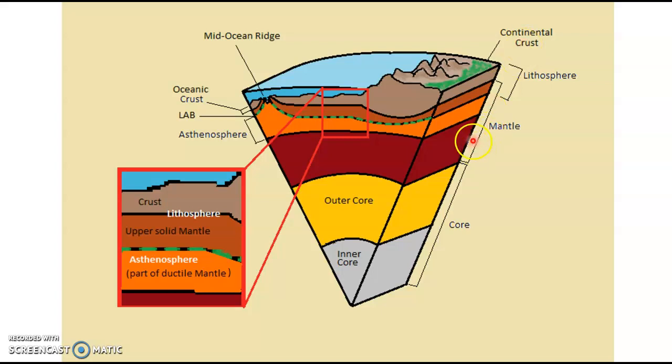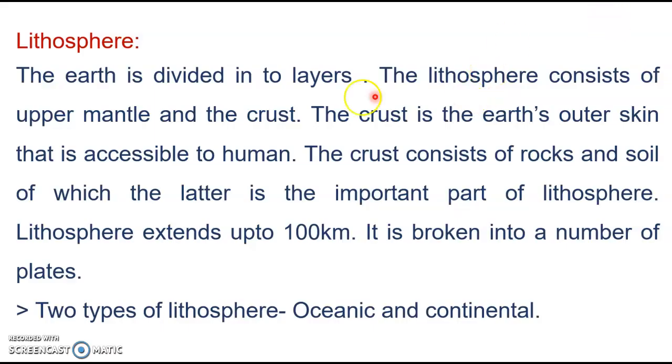There are two regions found in mantle: inner mantle and outer mantle. This orange part is called asthenosphere, which is a part of the ductile mantle or upper mantle. And this brown region is the upper solid mantle. So lithosphere consists of this upper mantle and the crust.